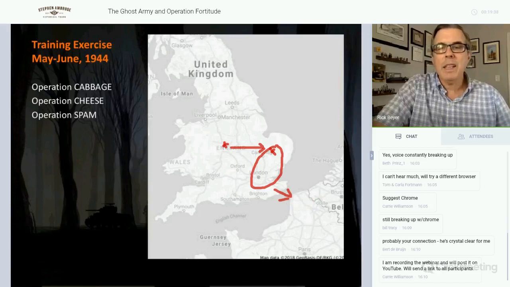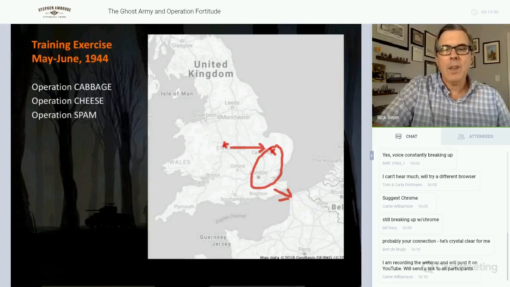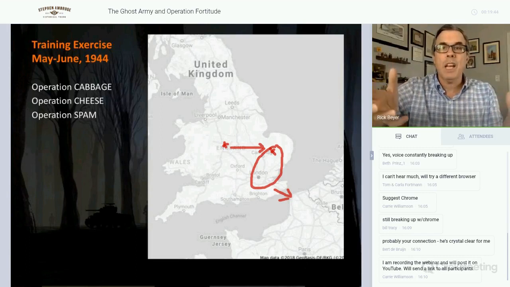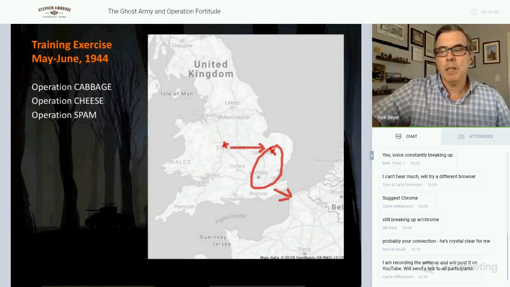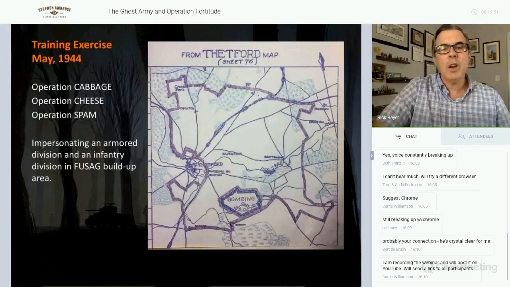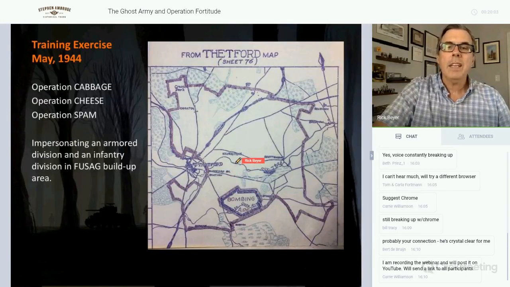So speculation would be that they thought that as long as they're going to do the training exercise, they'll do it in the place where we're already trying to convince the Germans that there's going to be a build-up. And so they brought their inflatable units all to Thetford across England, and in these exercises in the Thetford area, they impersonated an armored division and an infantry division. And they did it basically about here.